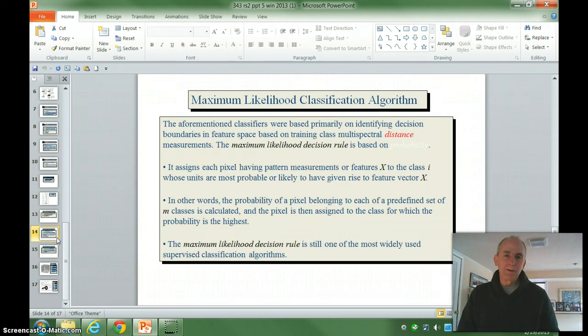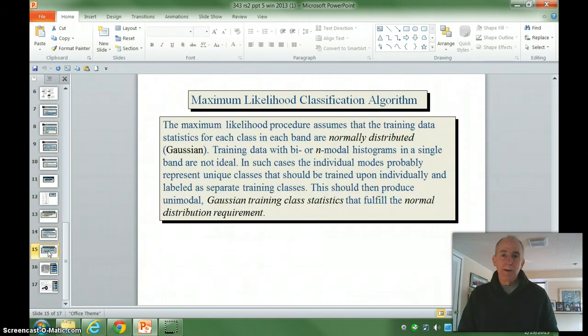So the most common algorithm that we use, which is kind of a hybrid between a hard classifier and a fuzzy classifier, is the maximum likelihood classification algorithm. It classifies each pixel based on the probability of each of the different trained land cover classes, and then it uses the logic that you select to classify each pixel on the maximum likely class that pixel would be a member in.